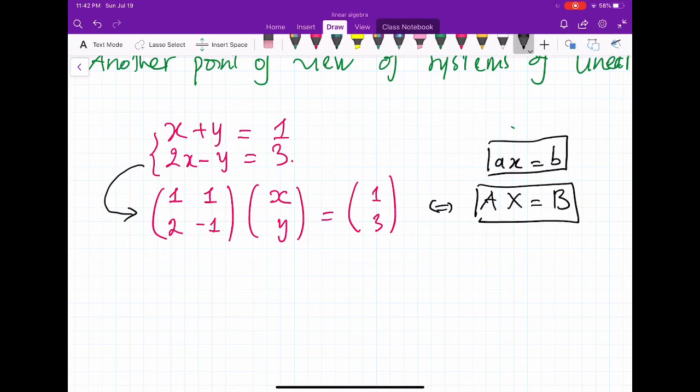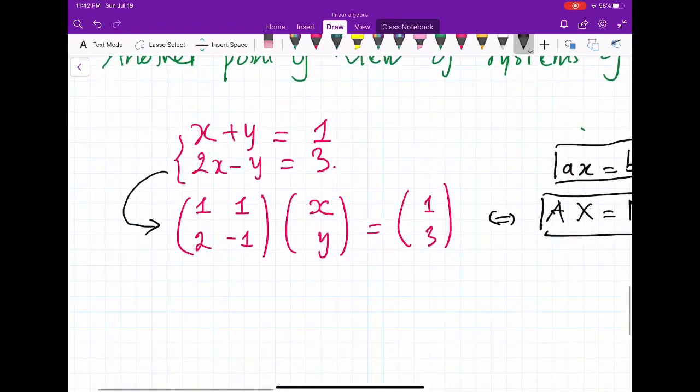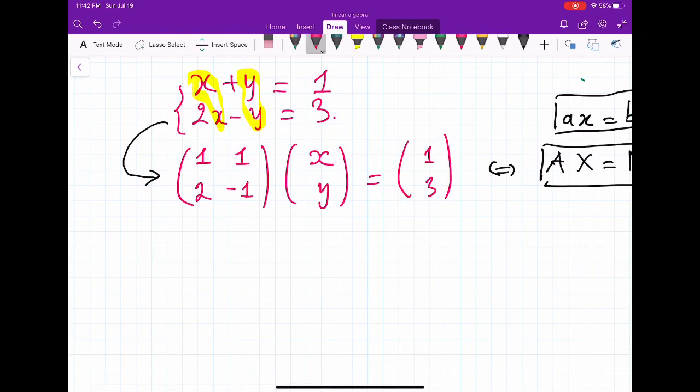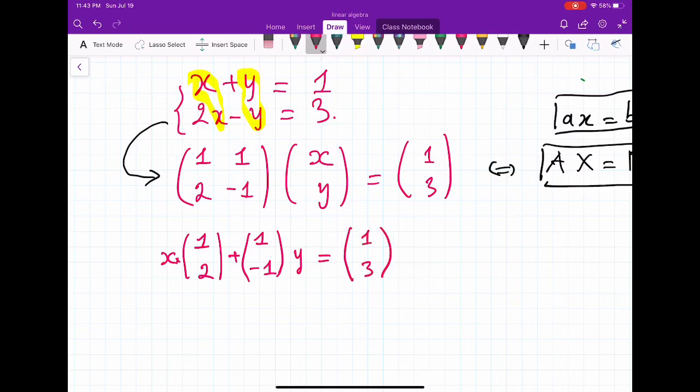Right now, if we do another multiplication, let's look at this. What happens if we separate x and y? I would have the following. Now I separate the coefficients of x, so I have 1 and 2. And the coefficient of y is 1, negative 1 in here. Since this is the coefficient of x, I can write here x times (1, 2), plus here I have y times (1, -1), and this is equal to (1, 3). How about that?